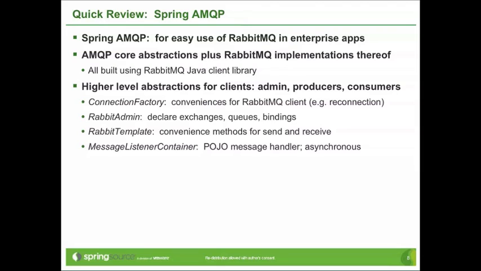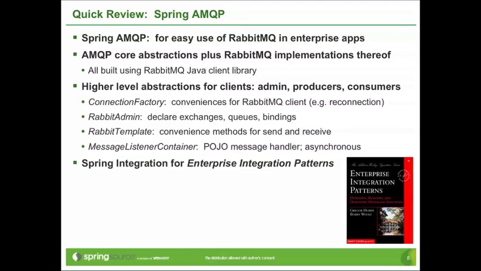There's a RabbitAdmin class provided in Spring AMQP that allows you to build up the messaging fabric, your exchanges, queues, and bindings between them. There's a RabbitTemplate, which has convenience methods for sending and receiving messages. And then there's a convenient message listener container in which you can register plain old Java objects that asynchronously handle the delivery of messages coming into your apps.